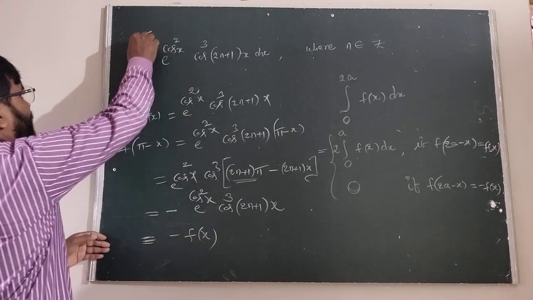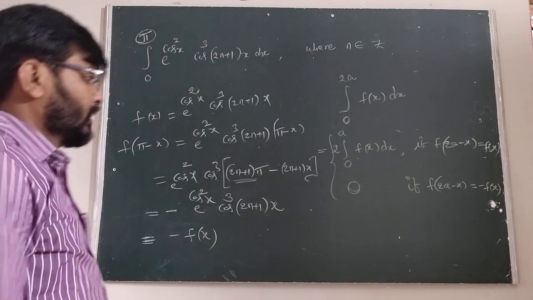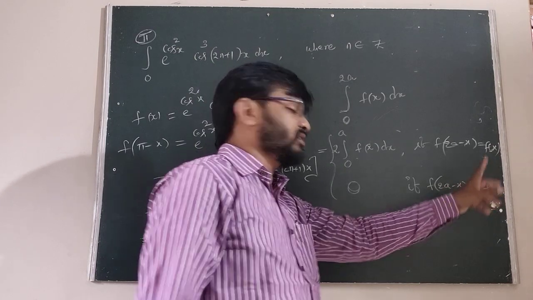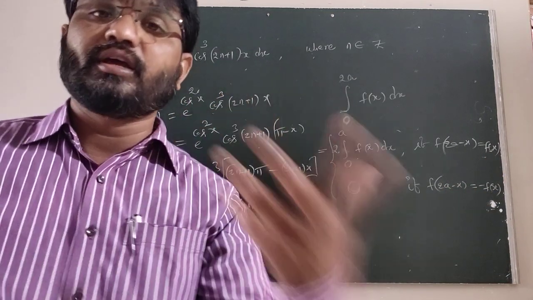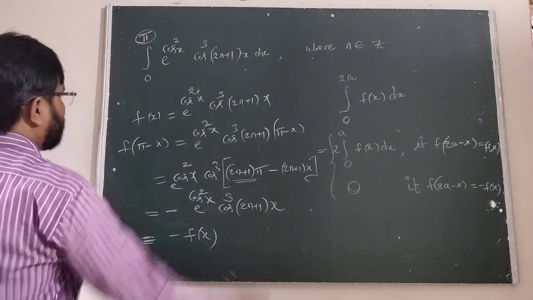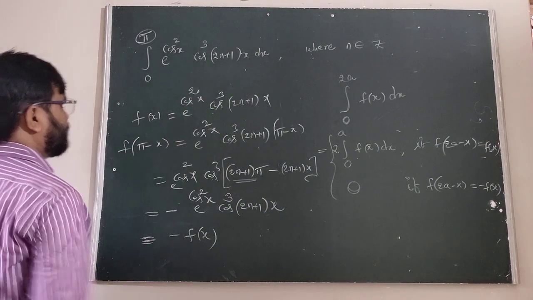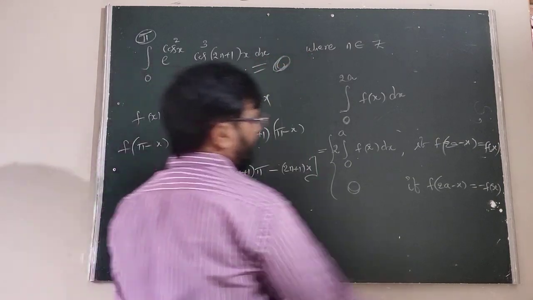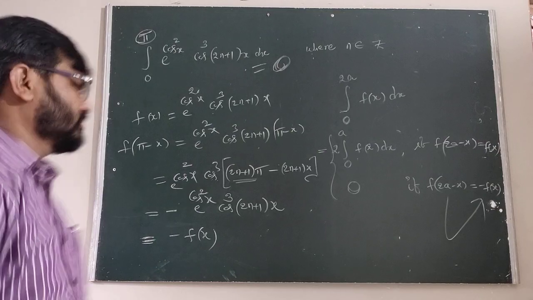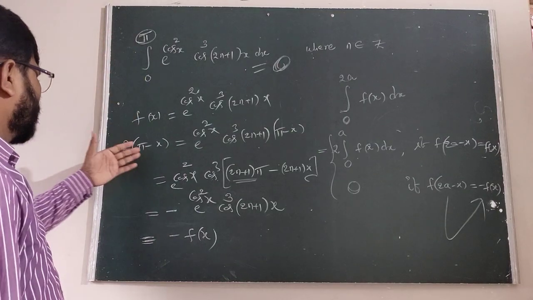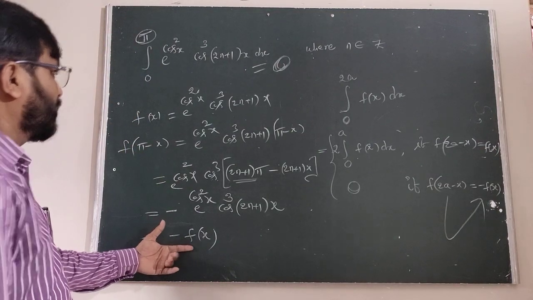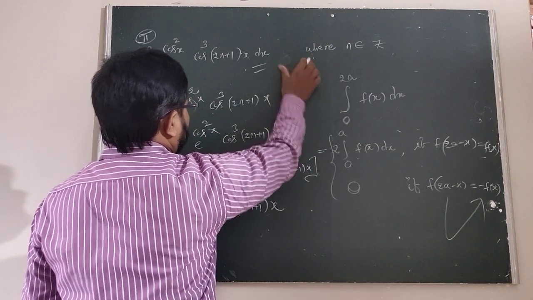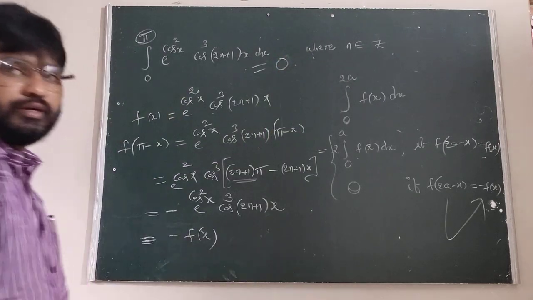Therefore, comparing with the two cases for f of 2a minus x, here f of 2a minus x is the minus of f of x, so you can write directly that the solution of this one is equal to 0. What is the answer here? This must be equal to 0. Since f of 2a minus x is minus f of x, where 2a is pi, f of pi minus x we got minus of f of x. That's why the value of this definite integral is 0. Is it clear? This is the answer. Okay, this is the first one.